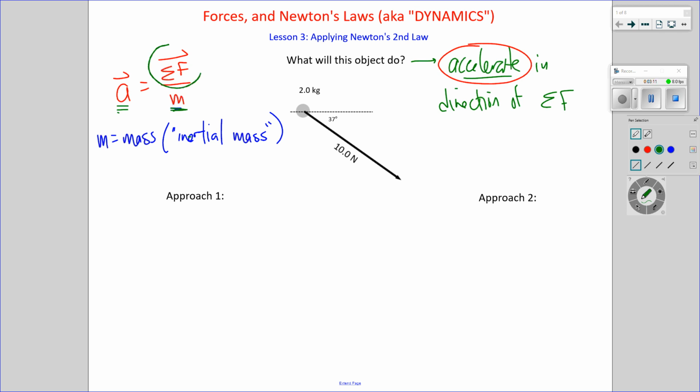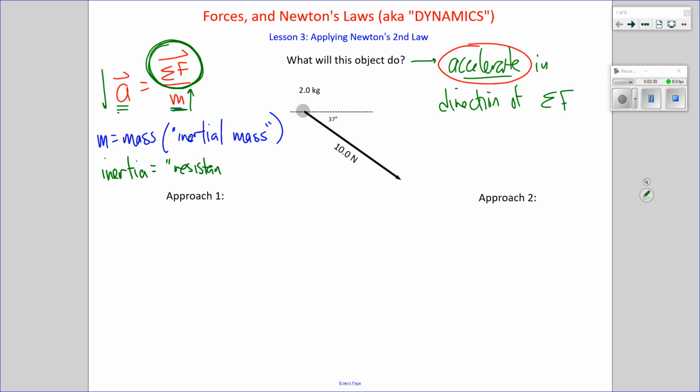Let's say we apply a constant net force to lots of different objects. Well, the more massive objects are, the less they will accelerate as a result of that force. More massive objects are more difficult to accelerate. More massive objects have more inertia. So inertia is, quote, resistance to acceleration. Every single object in the universe has some resistance to acceleration, has some inertia.